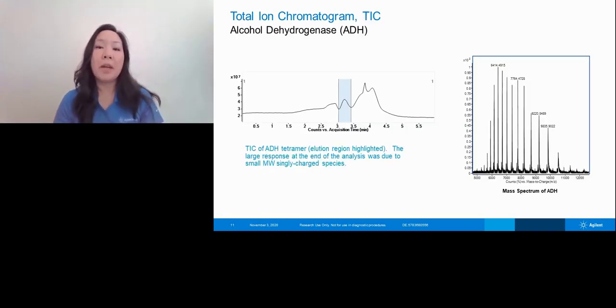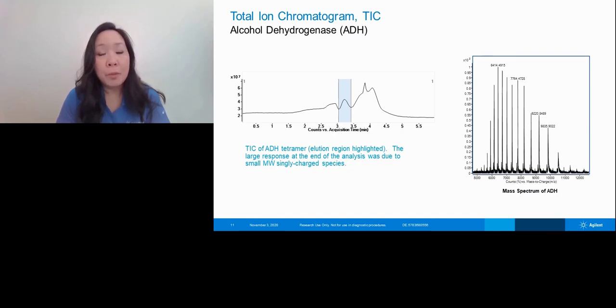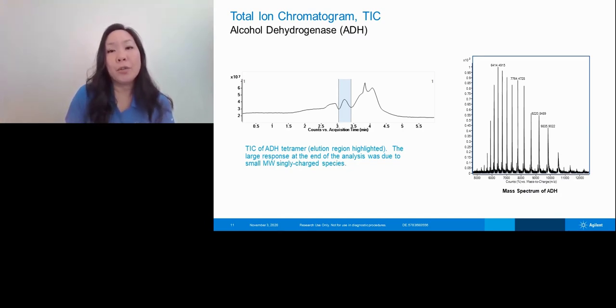To give you an idea of what the chromatogram looks like, here's a picture of the total ion chromatogram using alcohol dehydrogenase, ADH. Alcohol dehydrogenase is a 146 kilodalton homotetramer. And so that was our base standard for doing a lot of the method optimization and development for this whole procedure here. Here on the left, you can see the TIC of the alcohol dehydrogenase tetramer. And you can see where the highlighted region is where the ADH does elute off the column. And then followed by this larger peak, which is mainly small molecular weight singly charged species.